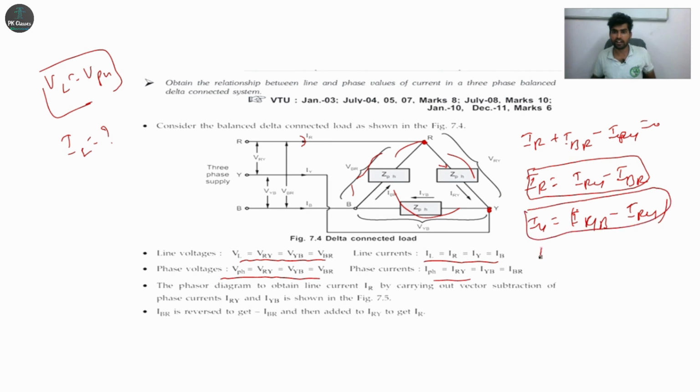So similarly, at this junction, IB is equal to IBR minus IYB. You get the equation. So this equation we need to determine the line current in terms of phase current. IR is equal to what? IRY minus IBR, right? So similarly, IR is equal to IY is equal to IB is equal to what? Line current. And then IRY is equal to IYB is equal to IBR is equal to phase current.